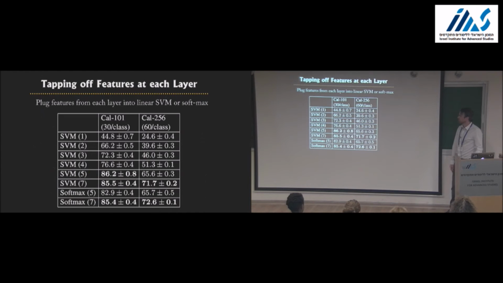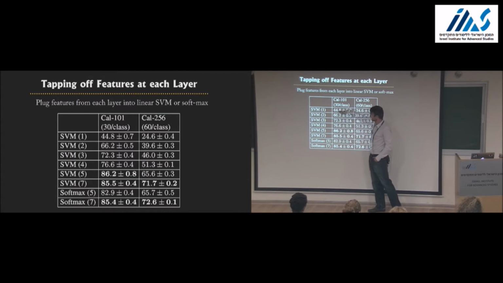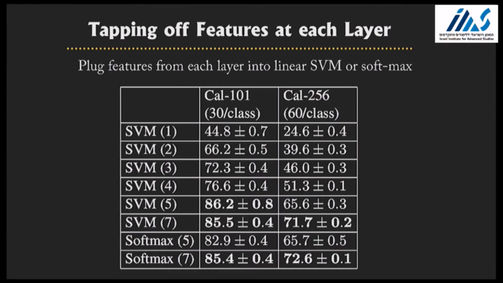Okay, and I'll show you some more examples that get to this. So one little case is you can try just tapping off the features of different layers within the model. This is just taking the features from, say, layer 1, pushing them into an SVM and trying to predict the class labels. So you can see nice, consistent gains throughout as you go up through the model.